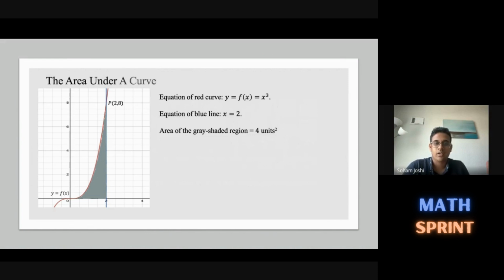The area under a curve. Early mathematicians were looking for a way to find the area under a graph. Now, when we're talking about the area under a curve or a graph, we mean the area of the region bounded by the curve and some specific set of axes.